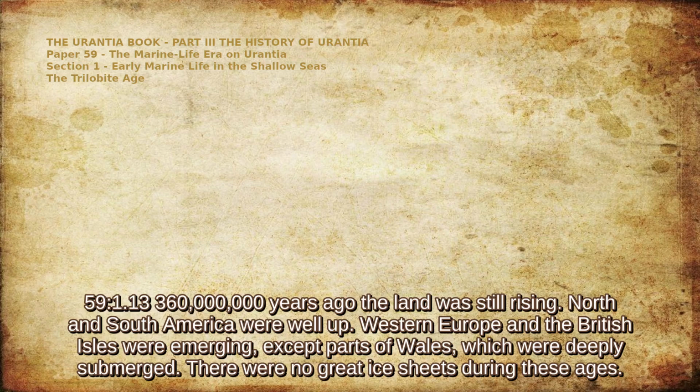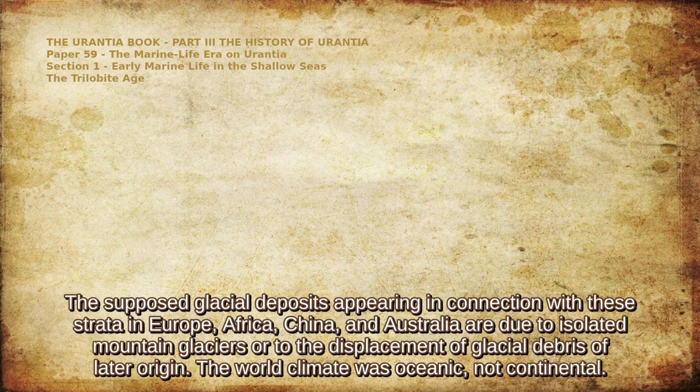360 million years ago, the land was still rising. North and South America were well up. Western Europe and the British Isles were emerging, except parts of Wales which were deeply submerged. There were no great ice sheets during these ages. The supposed glacial deposits appearing in connection with these strata in Europe, Africa, China, and Australia are due to isolated mountain glaciers or to the displacement of glacial debris of later origin.